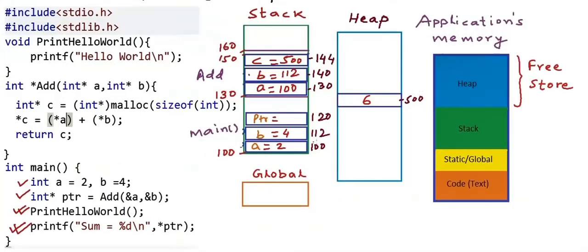Now in this code, let's say this call to malloc gives us this block at address 500 in the heap. c now is pointing to this block, and using c we have written this data here, this value 6, and now when add finishes, the address returned by the add function, which is address 500, is still valid. We still have the data there, and it will not be deallocated. Anything on the heap has to be explicitly deallocated.